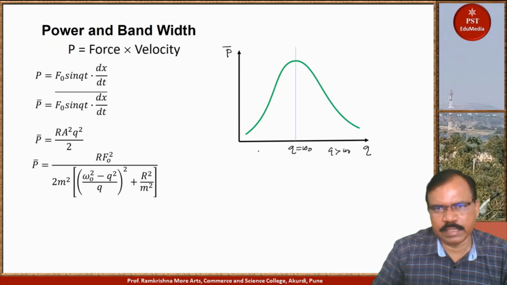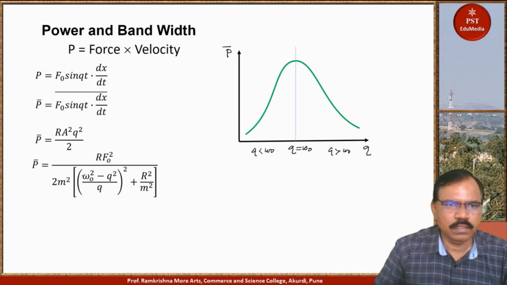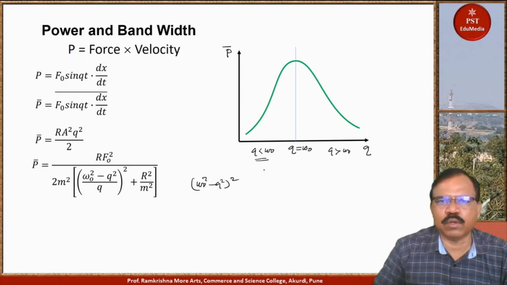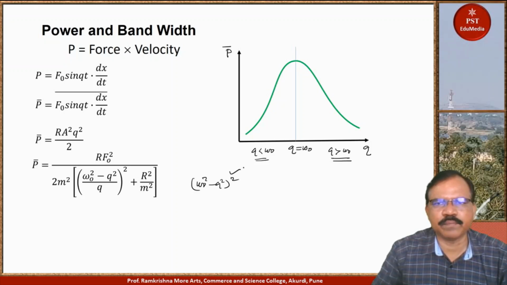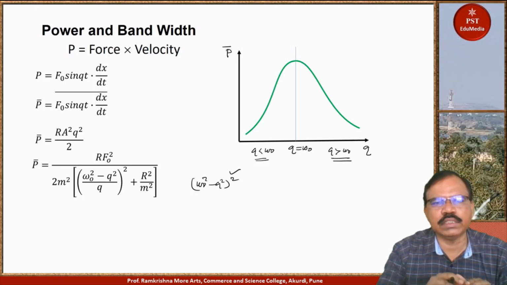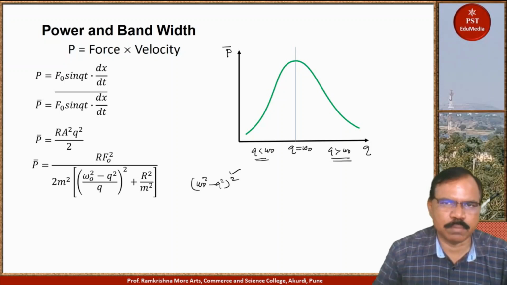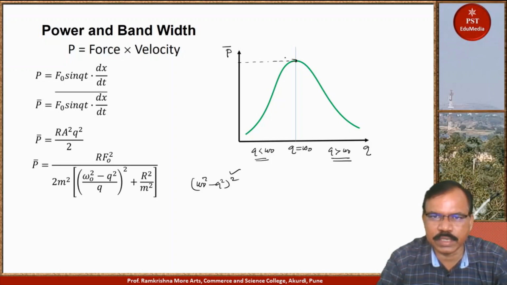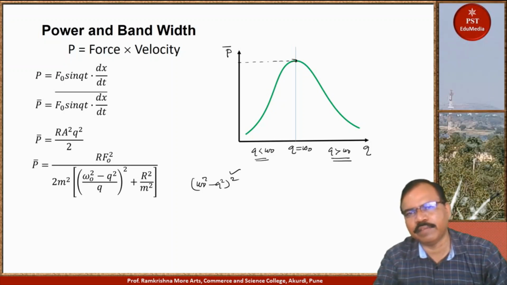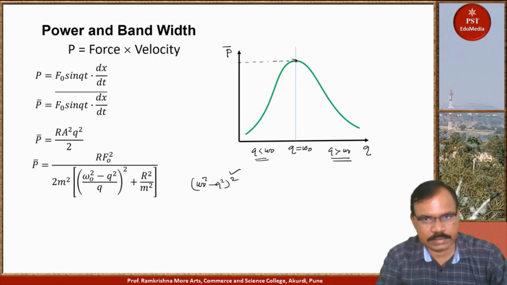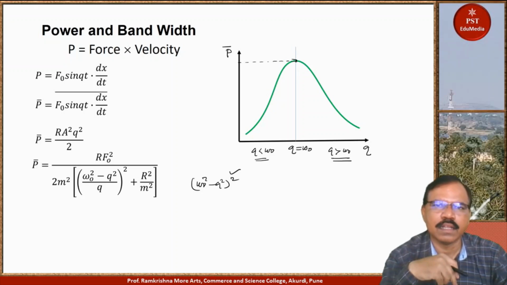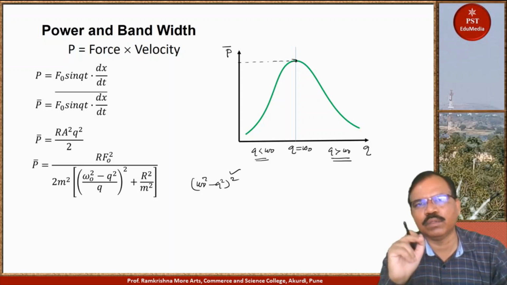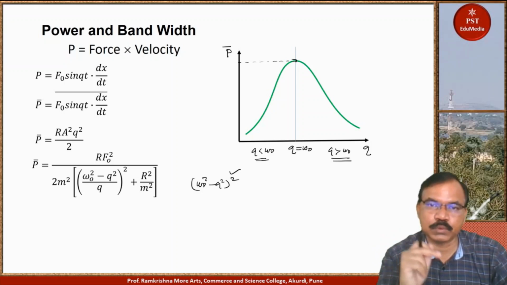Here Q is greater than omega 0, and here Q is less than omega 0. See here we have (omega 0 square minus Q square) whole square. Here omega 0 minus Q is positive, here it is negative, but since there is a square, it is positive. When omega 0 minus Q goes on increasing, the power absorbed by the oscillator goes on decreasing. So at Q equal to omega 0, power is maximum. And we know velocity resonance as well as amplitude resonance takes place at natural frequency. So when the frequency of the applied force is equal to the natural frequency of the oscillator, the oscillator absorbs maximum power.